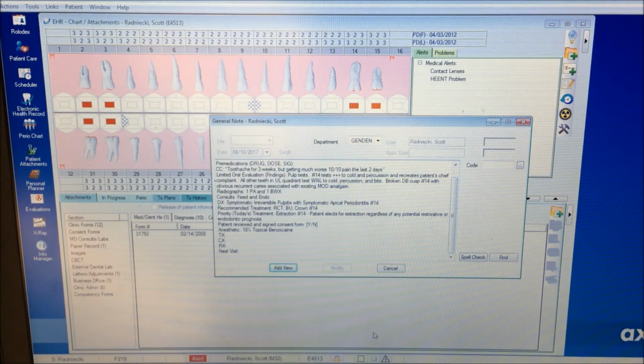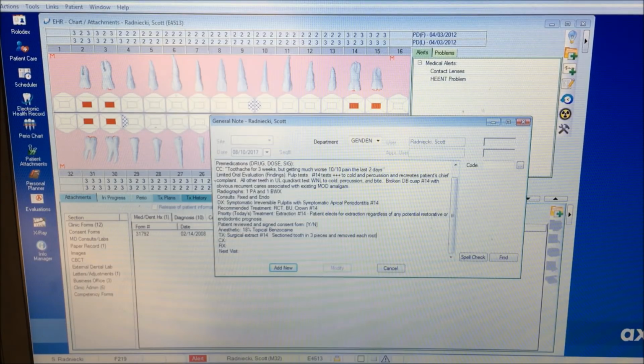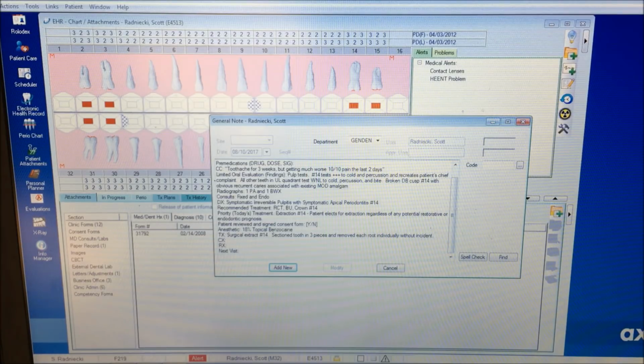So, say if we were extracting the tooth, surgical extract, number 14. Sectioned tooth in 3 pieces and removed each root individually without incident. You can put other information in here. The blank template, you have to write a lot more. There will be other templates, like I said before, about extractions, pulpal debridement, and diagnostic caries removal that will have a little bit of this in there for you.